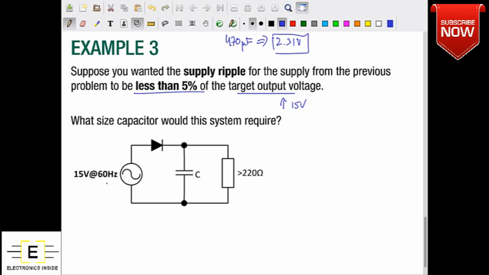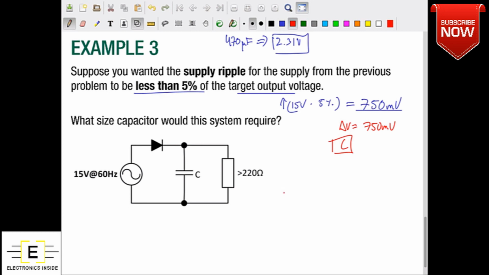Either would work, but what we find is that our target output voltage times 5% gives us a maximum supply ripple of 750 millivolts if we assume our target output voltage was 15 volts. So we're saying we can tolerate at absolute maximum 750 millivolts of supply ripple, and we can do all the same calculations that we did the first time in reverse to figure out the desired capacitance. Instead of figuring out what our supply ripple is, we now know our supply ripple maximum can be 750 millivolts, and we're going to solve for our capacitance.